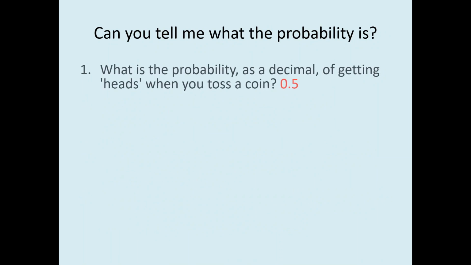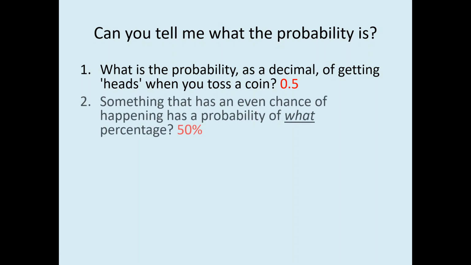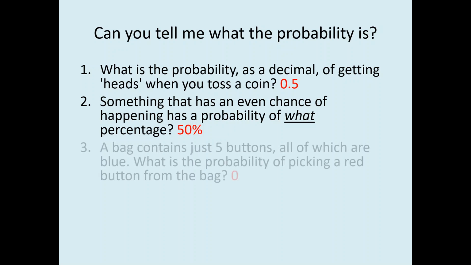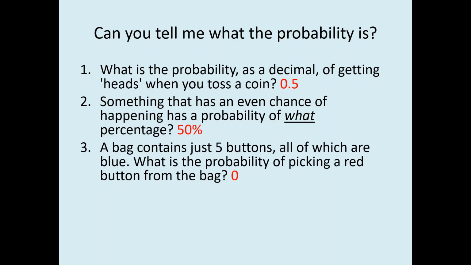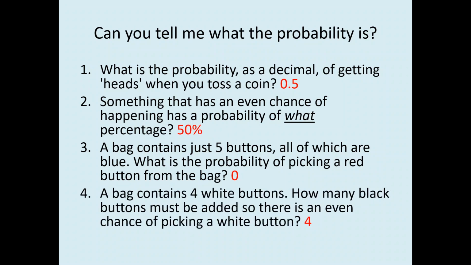Now answer. Getting heads when you toss a coin is 0.5. Question number 2: 50%. Question number 3: 0, because there is no red button. And question number 4 is 4.